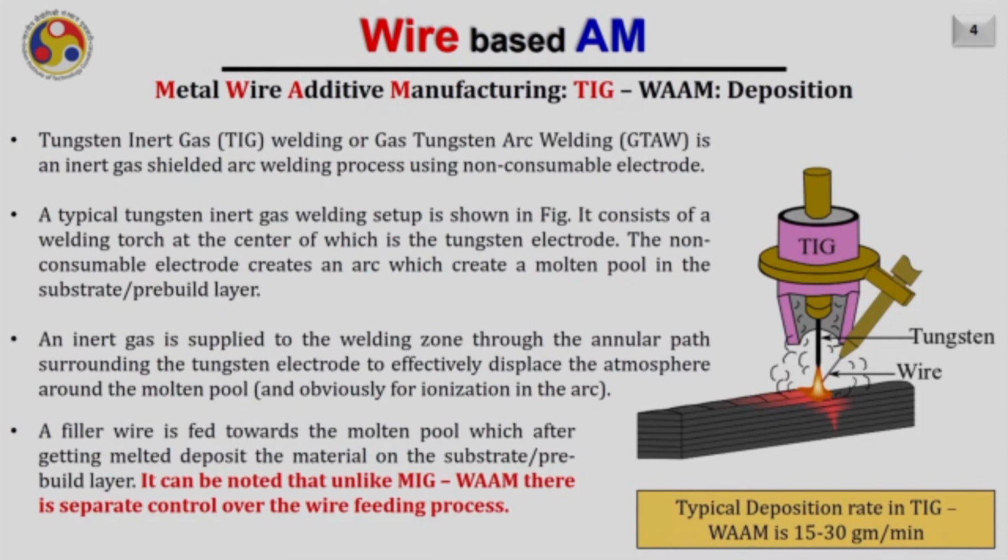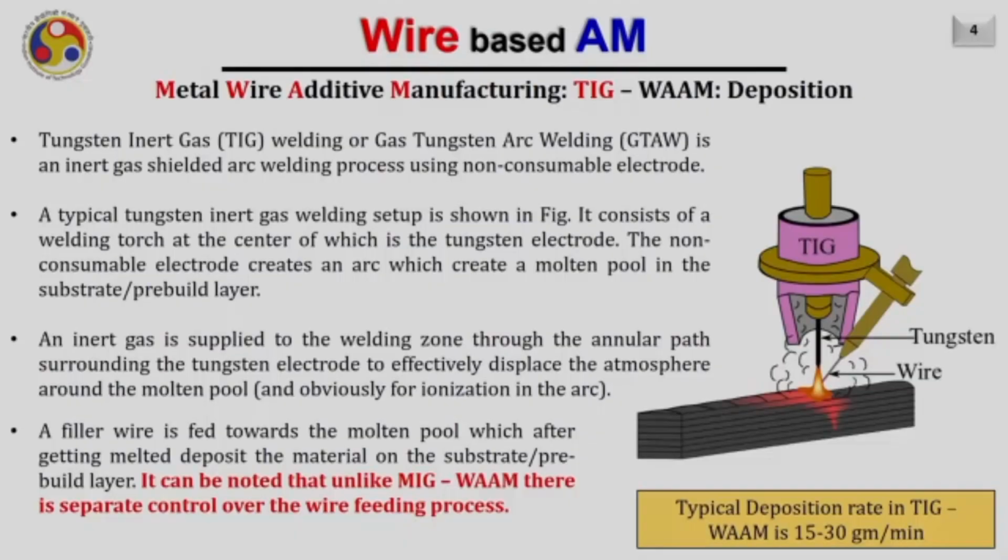So tungsten inert gas, popularly known as gas tungsten arc welding, GTAW, utilizes a non-consumable electrode to create an arc, and in that arc we feed a wire from the side, and that arc creates a molten pool, and in that molten pool we feed a wire. A typical tungsten inert gas welding setup is shown here in this figure. It consists of a welding torch, at the center of which there is a tungsten electrode.